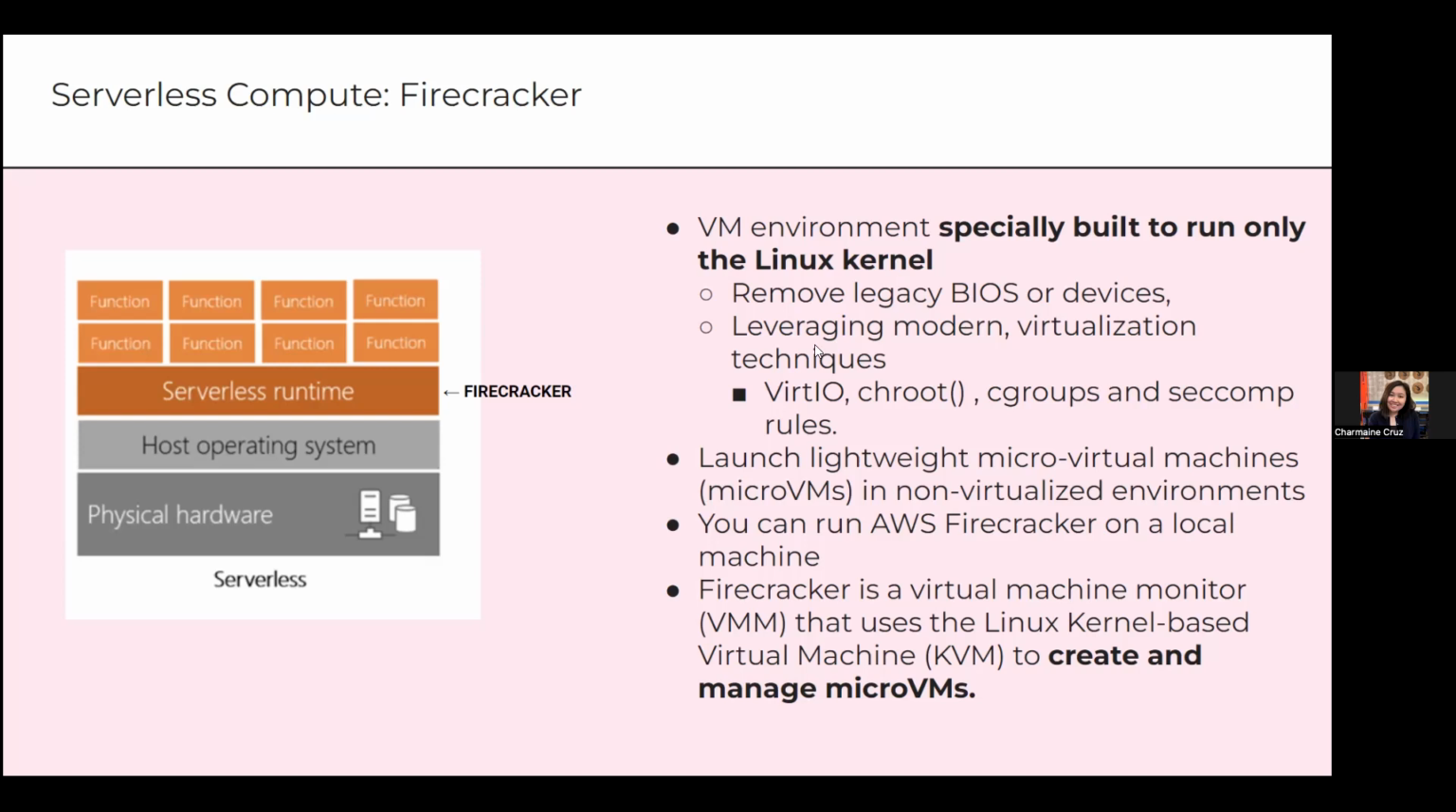So here again, Firecracker. So yung pinaka-main purpose niya is virtual machine monitor that uses the Linux kernel-based virtual machine or KVM. Ito yung mga nag-create and nag-manage ng mga micro VMs. So from VMs, nasa micro VMs tayo when it comes to Firecracker. So ito, launch lightweight micro VMs in non-virtualized environment. You can run AWS Firecracker on a local machine, and Firecracker is a VM monitor that manages Linux kernel-based VMs or KVM to create and manage micro VMs.